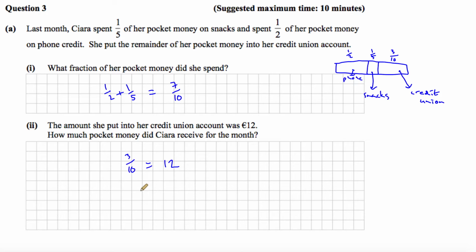And the question wants to know, how much pocket money did she receive? Well, if 3/10 is €12, 1/10 would be the 12 divided by 3, which gives us 4. And we want to know in total, well, 1/10 is 4, well then 10/10, or the whole amount, would be the €4 times 10, which is 40. So the answer is €40.